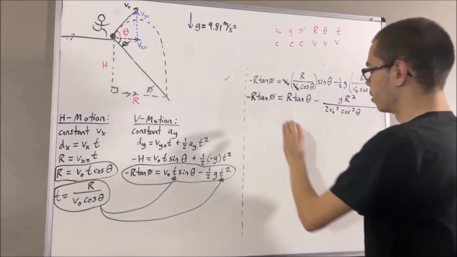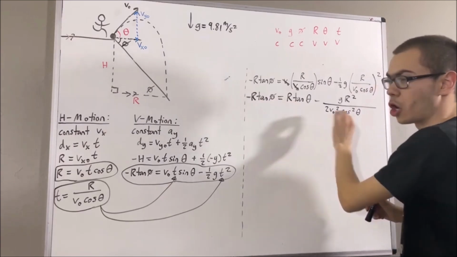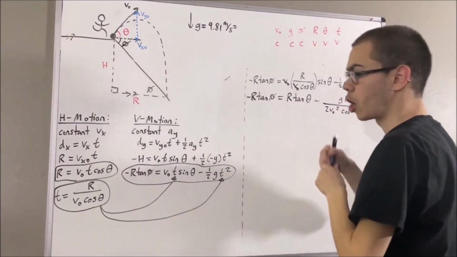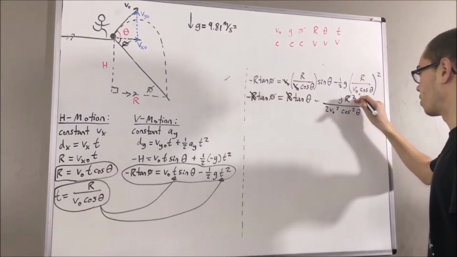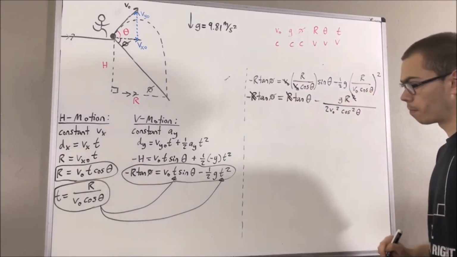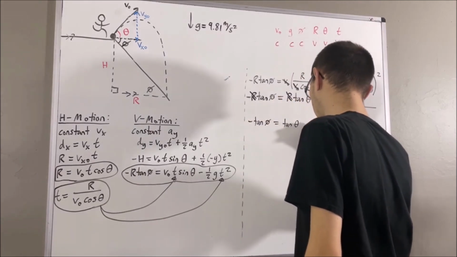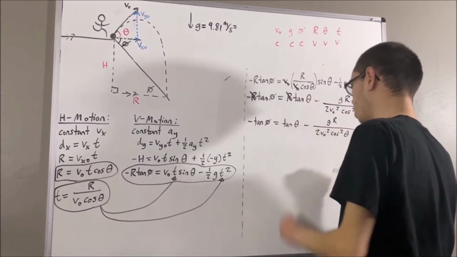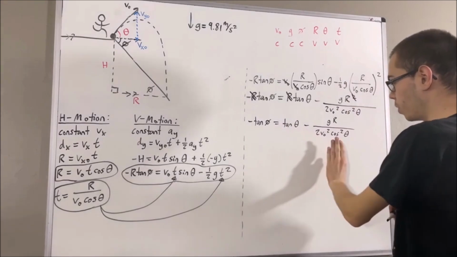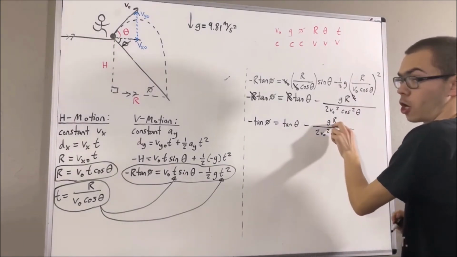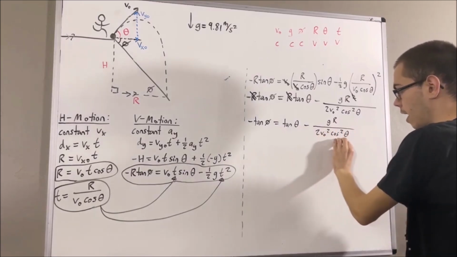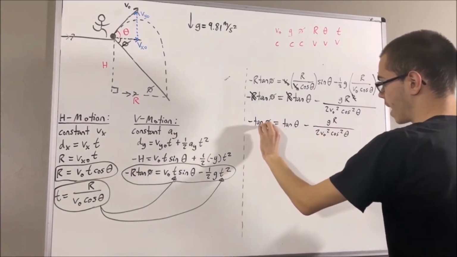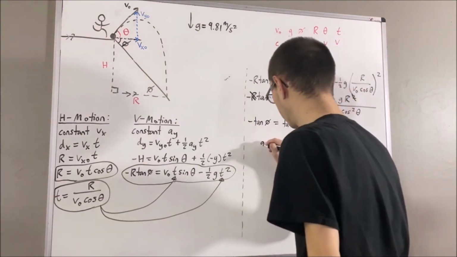And now, notice all 3 of these terms contain r. So we can divide r on both sides, and the r's will cancel out, and r squared divided by r will just leave us with r. So this is what we get. And at this point, we can actually algebraically solve for r. So let's do that. To do that, we're going to add tangent phi to the other side.